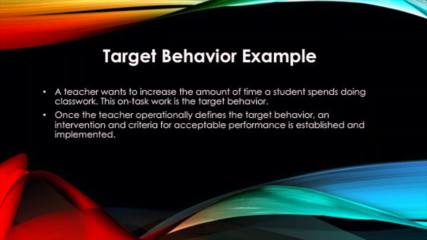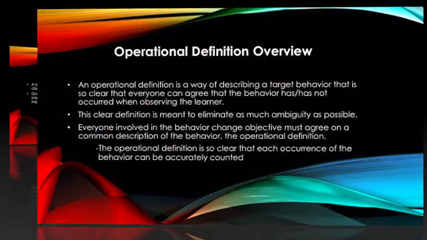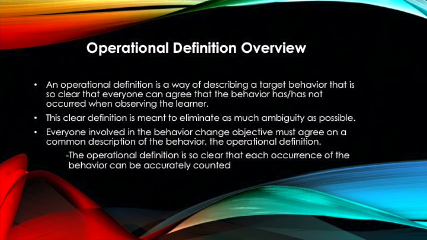So, what is operationally defining behavior? Well, it is a way of describing a target behavior that is so clear that everyone can agree that the behavior has or has not occurred when observing the learner. For example, the definitions of what people consider on-task work or class disruption will vary greatly. This clear definition is meant to eliminate as much ambiguity as possible.